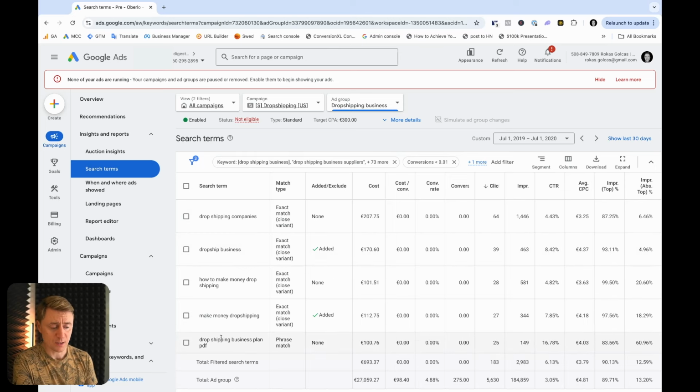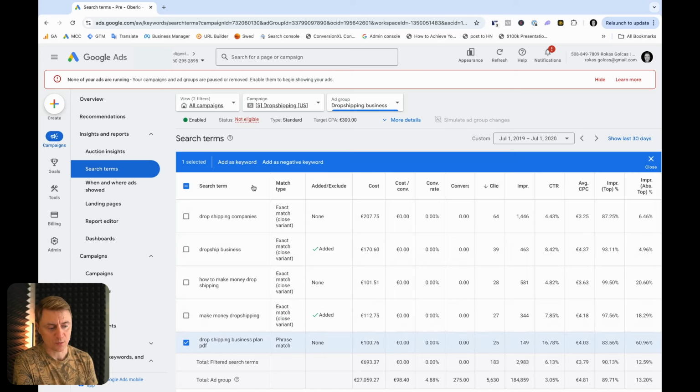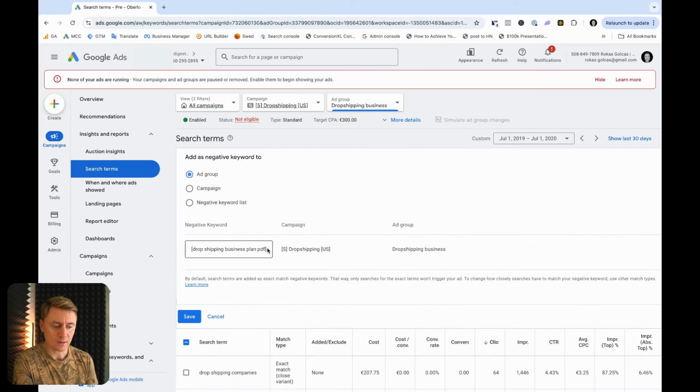Looking at the keywords, I see that this search, for example, is about business plan PDF. I might exclude it altogether. If you want to exclude a keyword, you just click on it, select it, and add as negative. Usually you add it as an exact match negative, but you can change the match type right here. Be careful adding broad match keywords. I recommend adding exact negative or at least phrase match keyword.